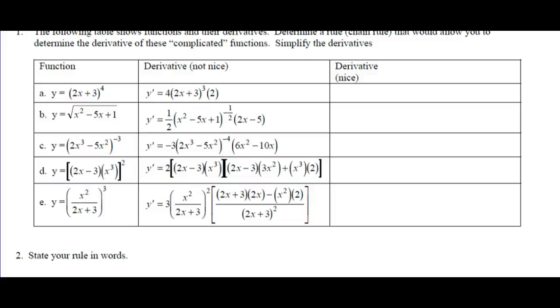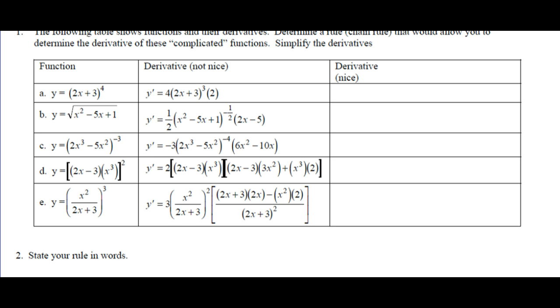Looking at A, what do you think's going on? What does it look like is happening? They're taking the derivative as though the whole bracket is equal to x, but I don't know where the 2 comes from. Okay, so they're taking the 4 down here, right? Yeah. Going 2x plus 3 and then cubed. So where could the 2 come from?